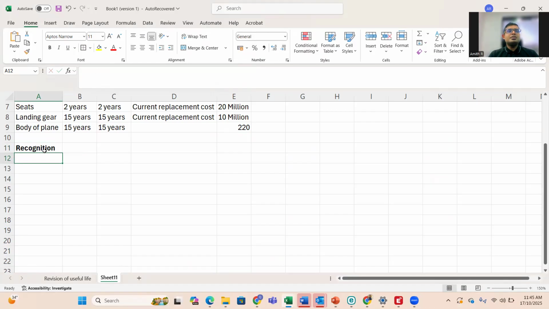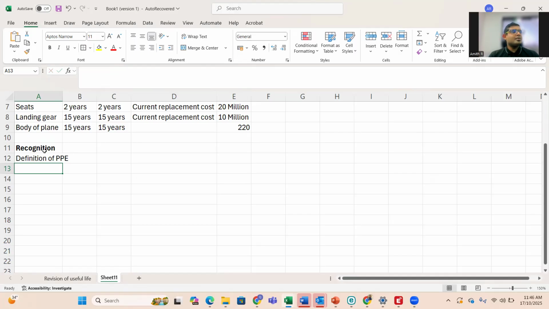So recognition: first, I told you, you have to look at whether it satisfies the definition of PPE. What is the definition of PPE? It's used for production or supply of services, for administrative purposes, or for rental to others, and is expected to be used for more than one accounting period. Fantastic. First, you have to see the definition of PPE.